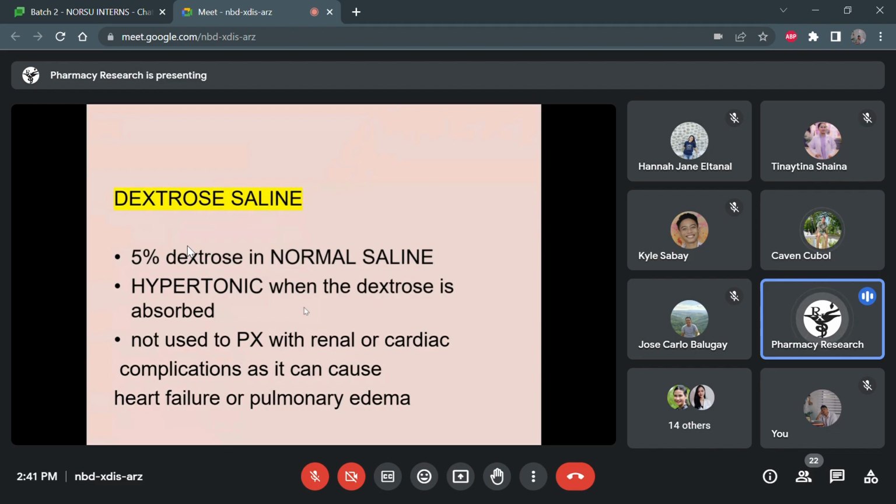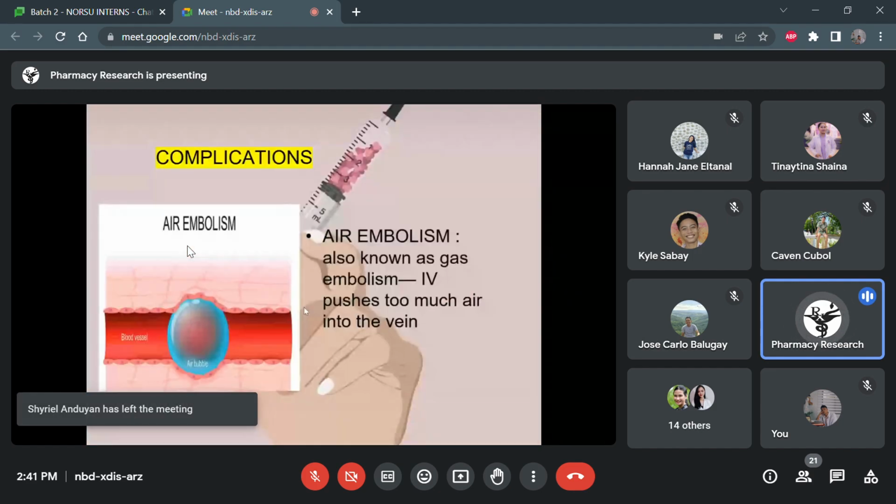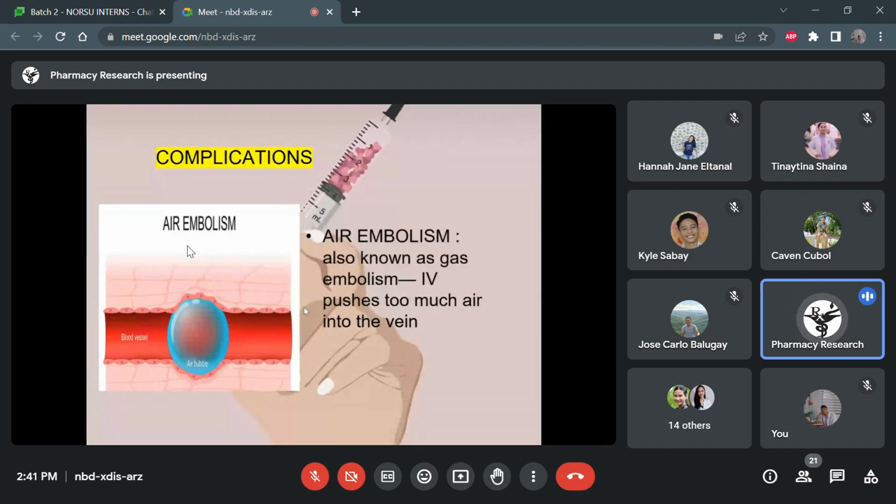So, IV fluids, guys, also have complications. I will not dig deeper, but I will show you some of the most common ones. The first is air embolism, also known as gas embolism. The IV pushes too much air into the vein, so the air increases.